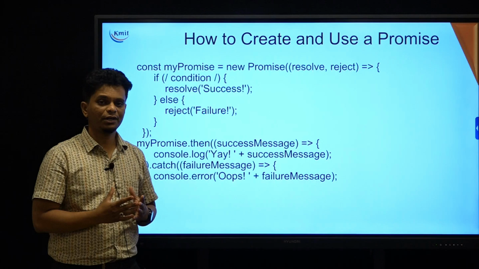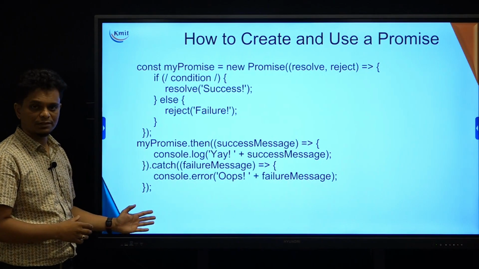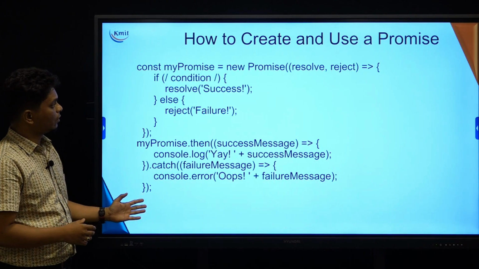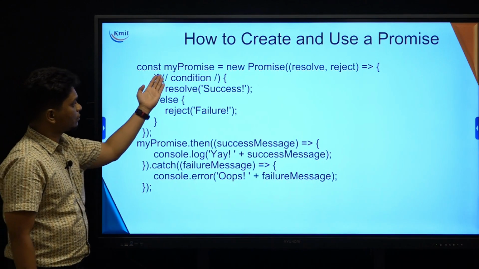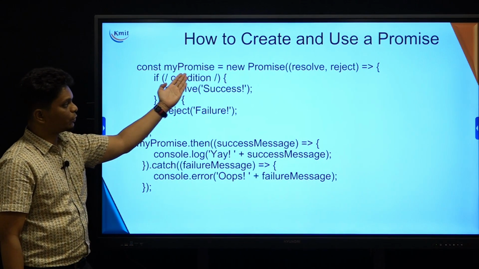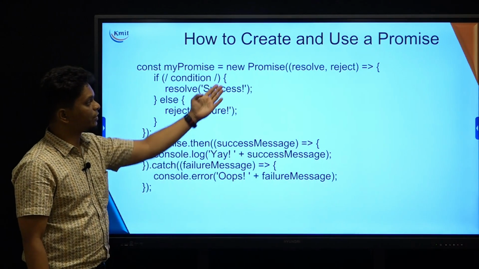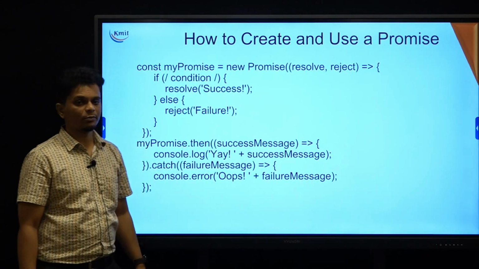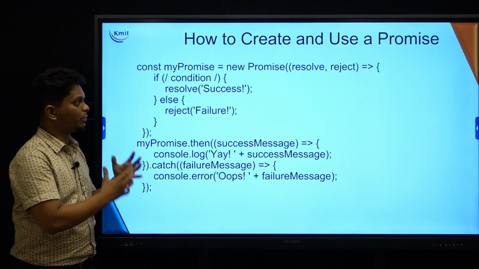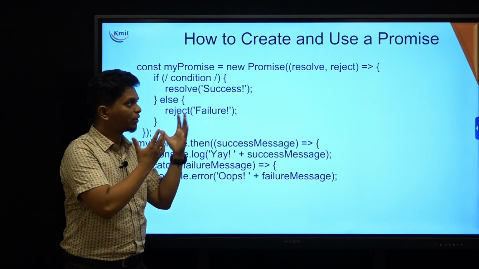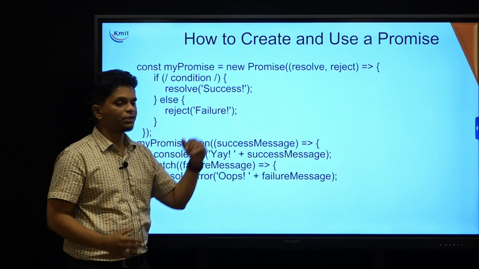Let's see how to create and use a promise. This is the basic syntax of a promise. So here we created an object to which we have assigned a promise, and as you can see, it has two parameters, resolve and reject. So basically you can say, by looking at their names, resolve denotes success and reject denotes failure.